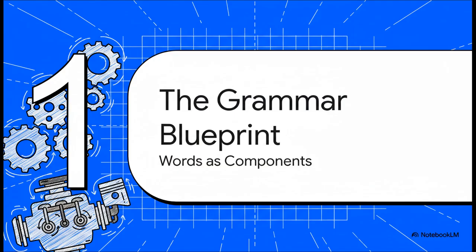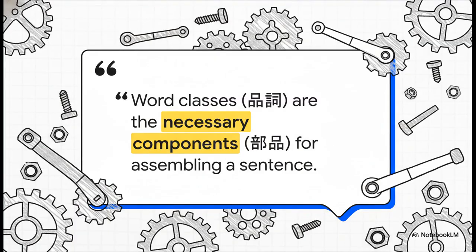And I want you to think about it like this. A sentence is kind of like an engine. Every single word isn't just a word. It's a specific part, a component, with a very specific job to do. There's this great line from one of the sources that just nails this idea. It says that word classes, or hinshi in Japanese, are the necessary components, the buhin, for putting a sentence together. So they're not just random words floating around. They're literally the gears, the levers, the bolts of the language. And each one is designed to fit with the others in a very, very specific way.